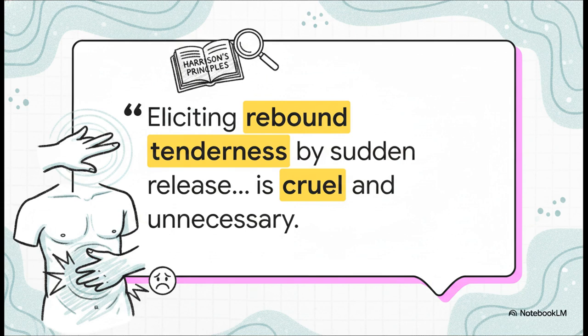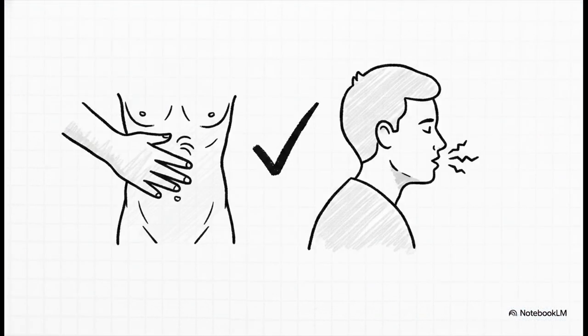They literally note, eliciting rebound tenderness by sudden release of a deeply palpating hand in a patient with suspected peritonitis is cruel and unnecessary. Examining a patient brusquely like this is a massive pitfall. Not only does it cause immense suffering, but it also induces protective muscle spasms, and that completely ruins accurate assessment for the next doctor who needs to examine them. Just don't do it. So what's the alternative?